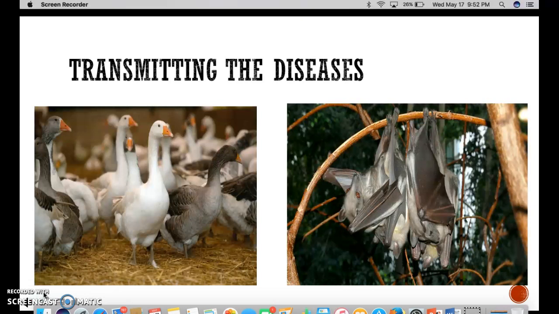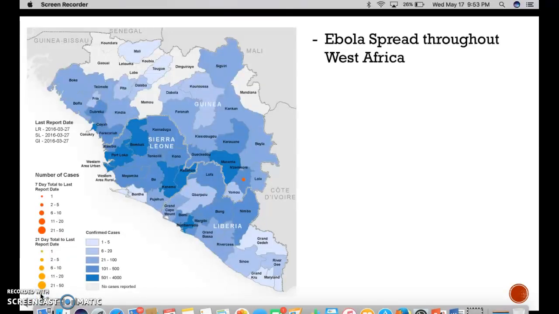Ebola and the influenza epidemic originated from animals that can carry the diseases without being infected, but can transmit them to humans and eventually cause them to catch the disease and make it blow up worldwide like the Spanish flu did. Now we will be talking about the differences between these two deadly diseases. In this map right here, this is the most recent Ebola outbreak, which was in 2014 through 2016. Ebola spread throughout West Africa but was fairly contained.